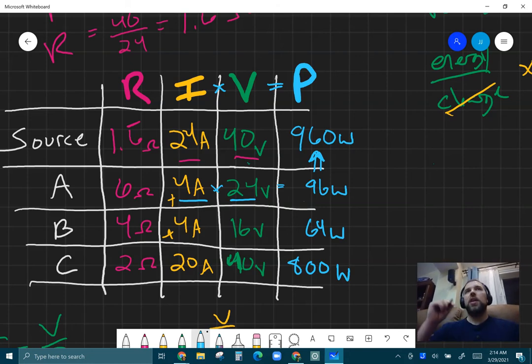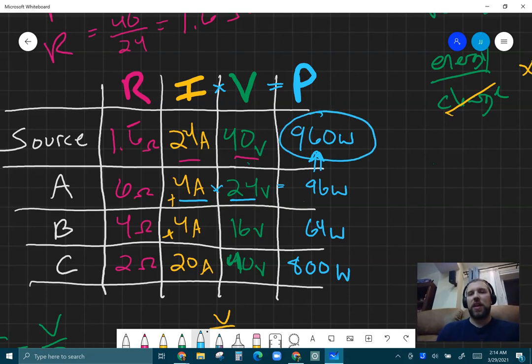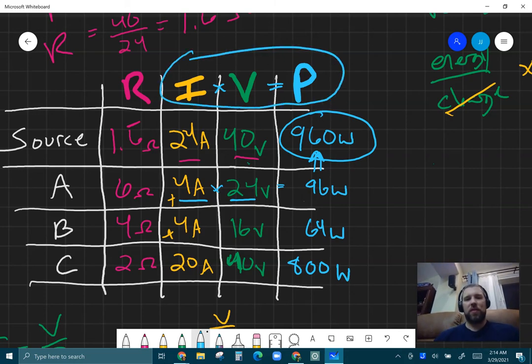Remember, that's energy per time. So that's the rate at which energy is being used. So 960 watts tells me that every single second, 960 joules of energy is being used up, the rate at which energy is used. So power, current times voltage.